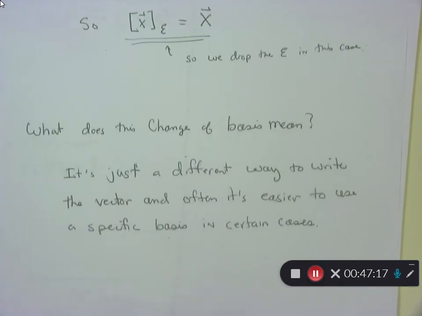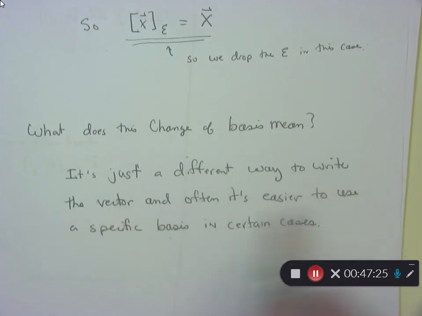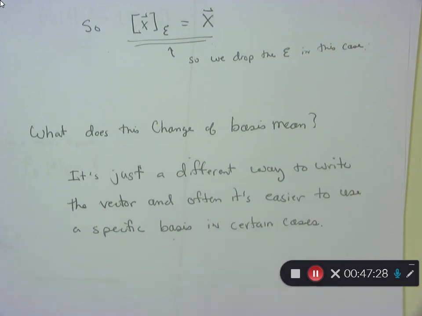So, quote, what does this change of basis mean? It is just a different way to write a vector, and often it is easier to use a specific basis in certain cases. So we're going to change the basis. You got your standard basis, it's really nice: 1, 0, 0, 0, 1, 0, 0, 0, 1. These are great little vectors, it's really easy to create vectors off of them, and it's easy to explain to others where these coordinates are coming from, because you get the same vector back again. But we want to change the basis so we can basically disguise what we're actually manipulating here.